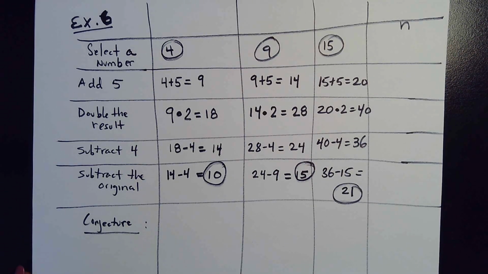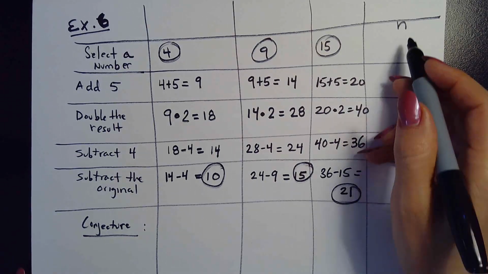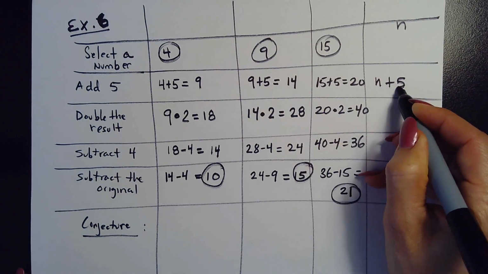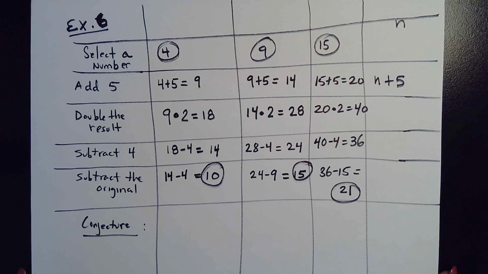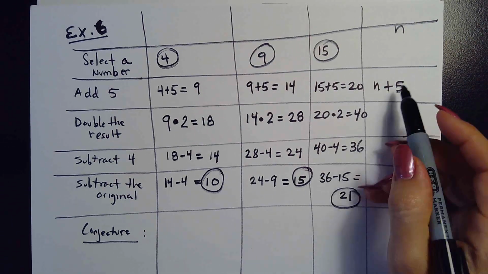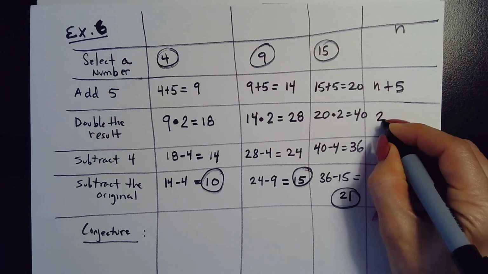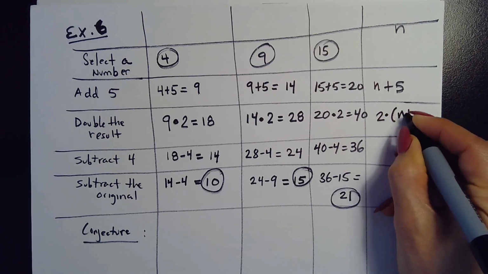So let n represent any number, and I'm going to go through the proof now. What proof? I'm going to prove that the process does indeed end up increasing the original number by 6. Okay? So you take n and you add 5 to it, and you get n plus 5. n is any real number. And then you take n plus 5, and you're going to double the result. So that means that you're going to take 2 times (n plus 5).